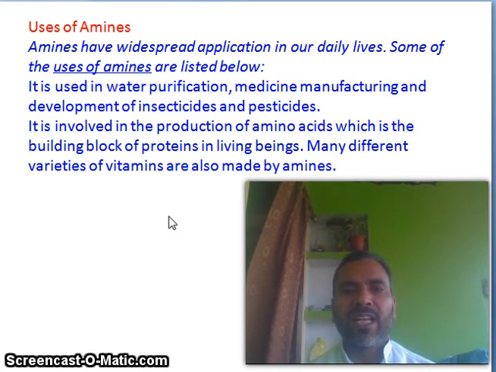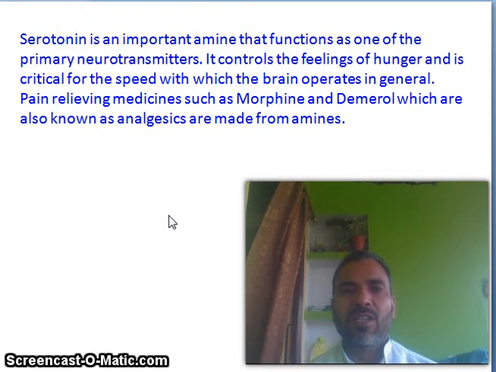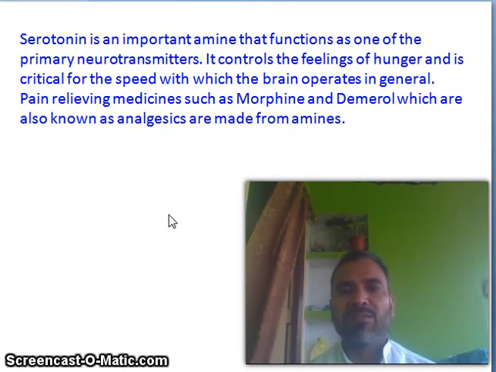Many different varieties of vitamins are also made by amines. Serotonin is an important amine that functions as one of the primary neurotransmitters. It controls the feeling of hunger and is critical for the speed with which the brain operates in general. Pain relieving medicines such as morphine and demerol, which are also known as analgesics, are made from amines.